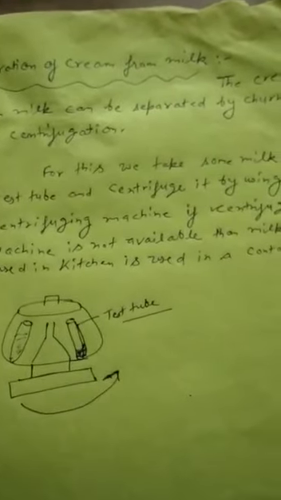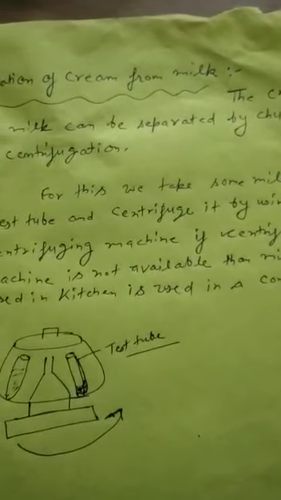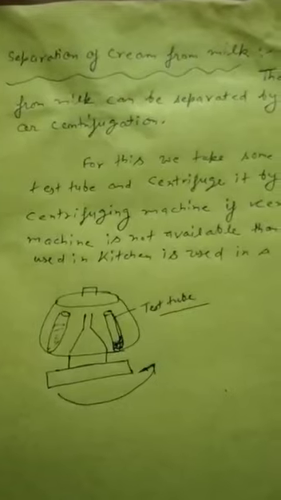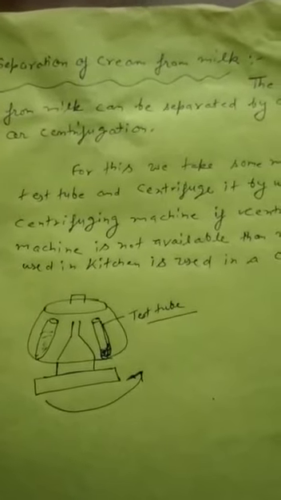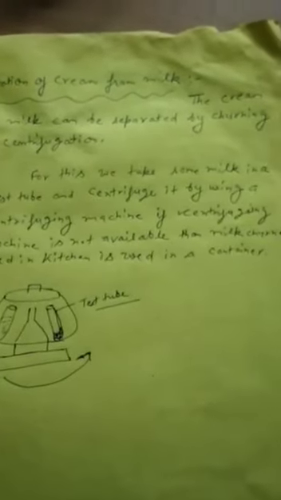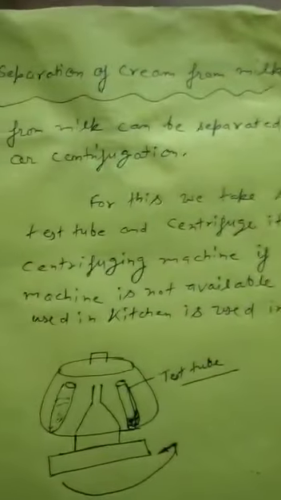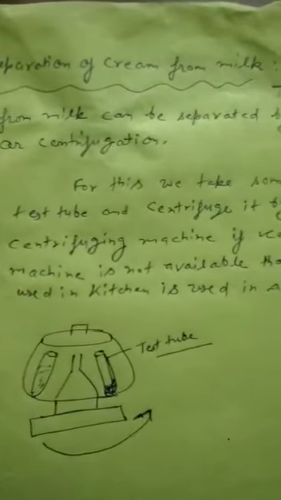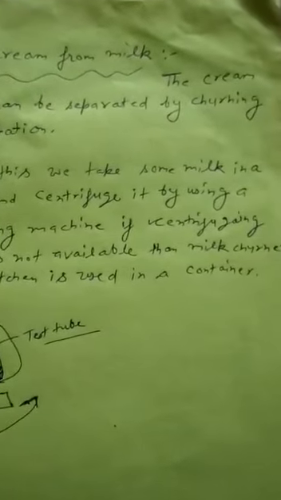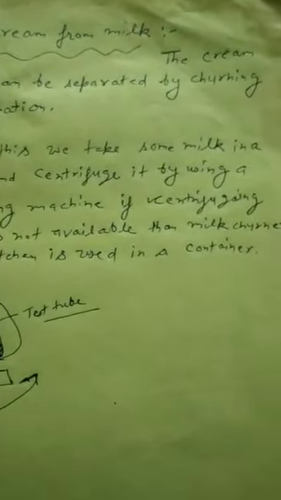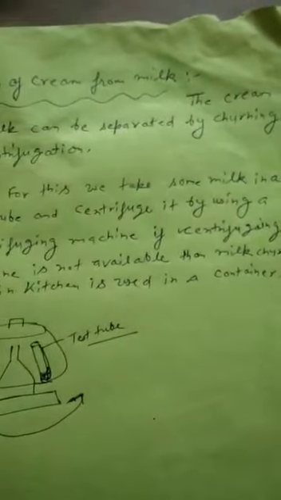Or in the laboratory we have a centrifuging machine. So we can use this centrifuging machine. For this purpose we take some milk in a test tube and centrifuge it by using a centrifuging machine. If a centrifuging machine is not available, we can use the milk churner that is used in our kitchen to separate the cream or butter from milk.